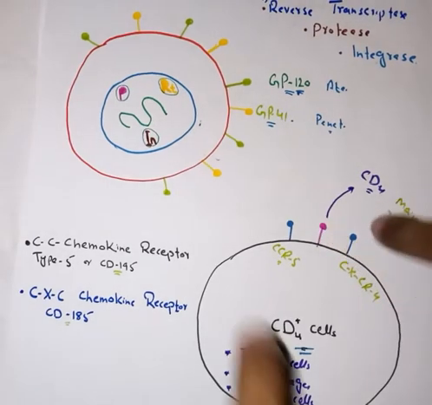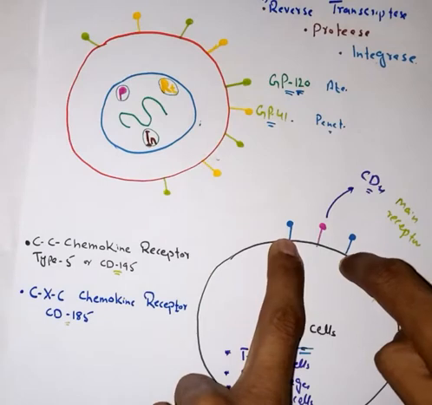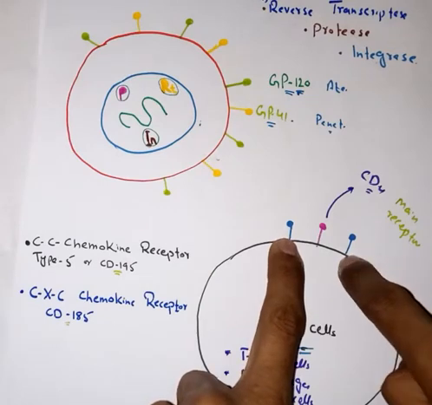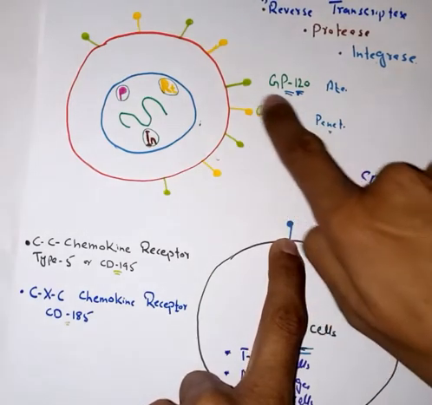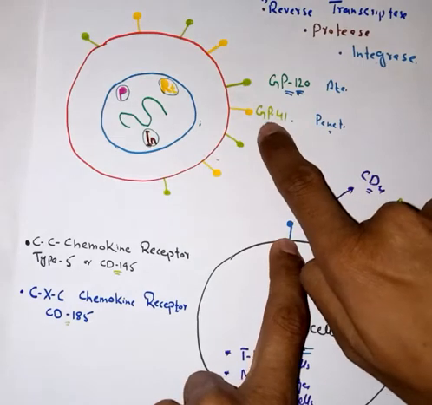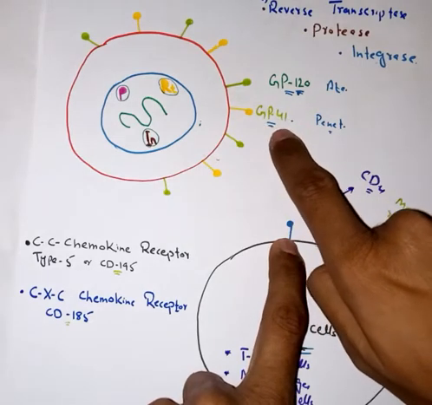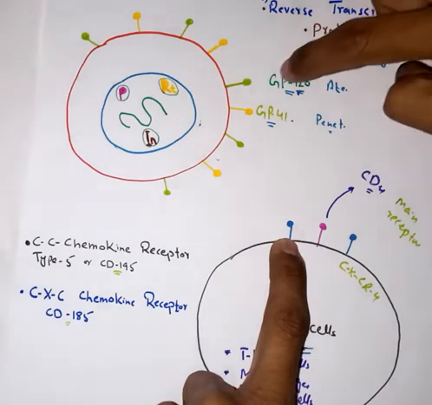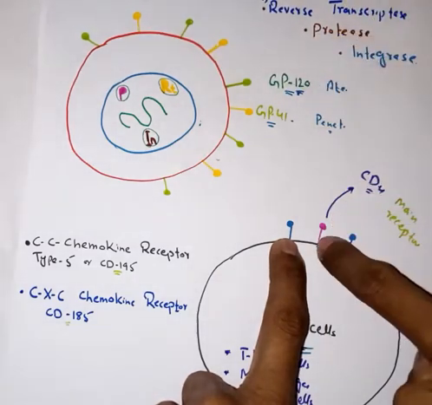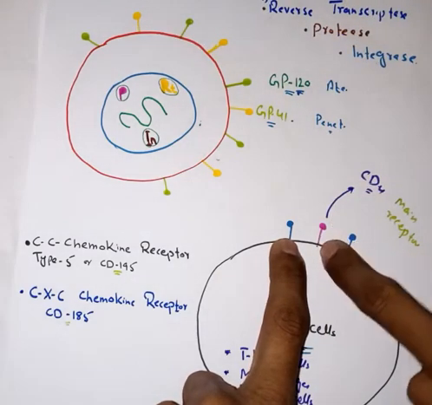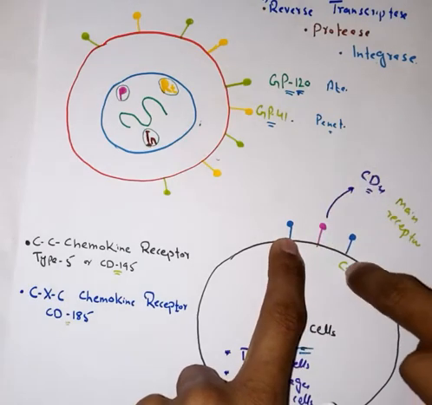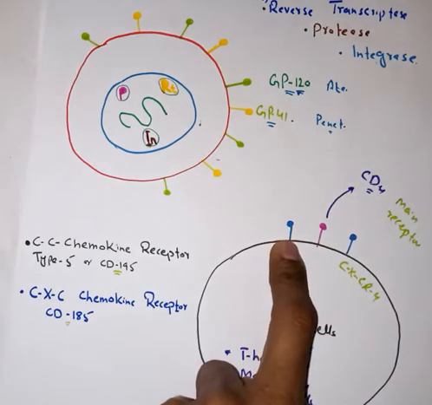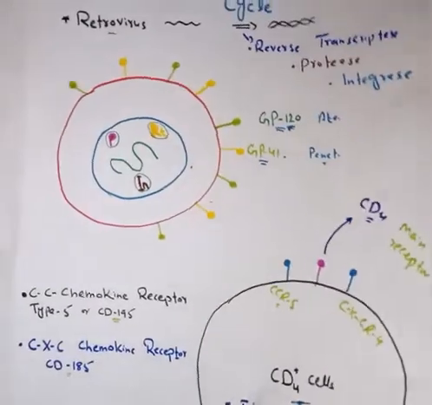Now who is going to attach with these co-receptors? This is a very interesting question and a very interesting point, because GP41 is going to play its role in the penetration, not for the attachment. Now GP120 will attach with the CD4 cell, the main receptor. Now who will attach with this co-receptor? This is a very interesting question. Now let me answer this question.